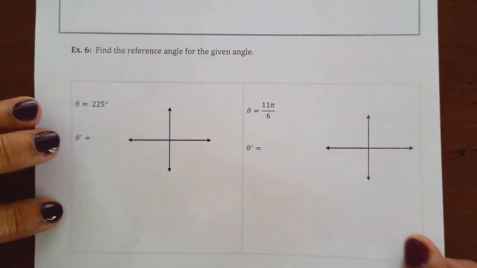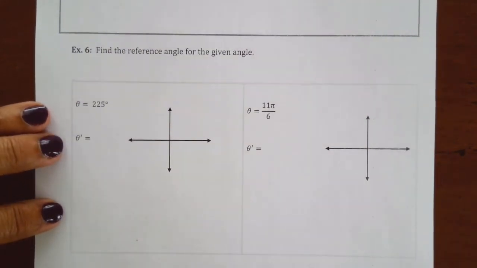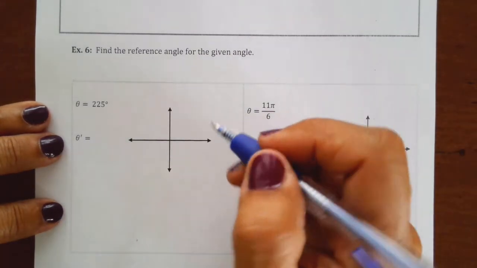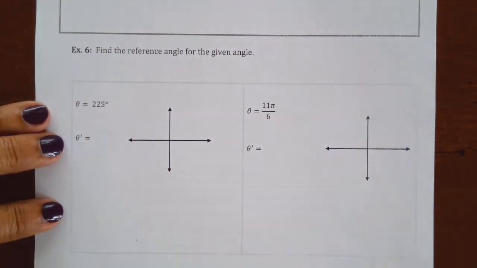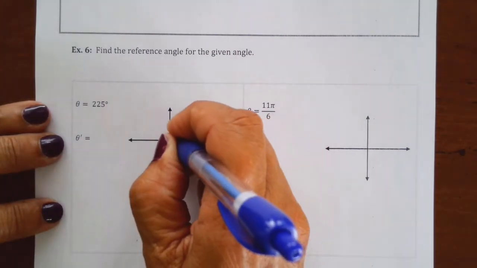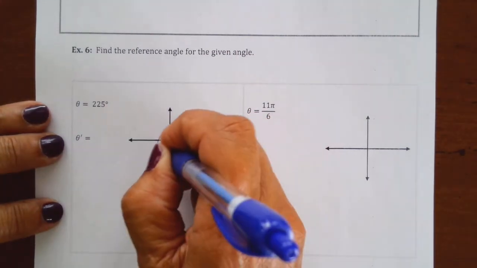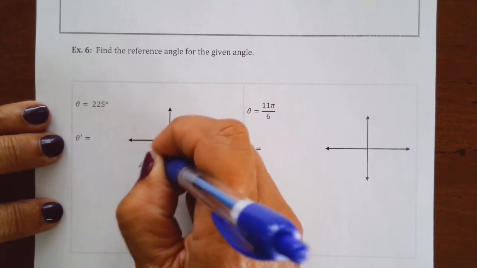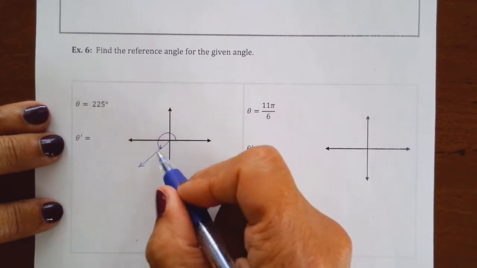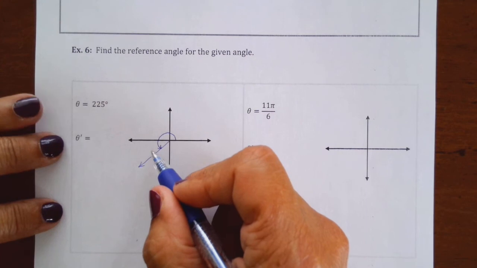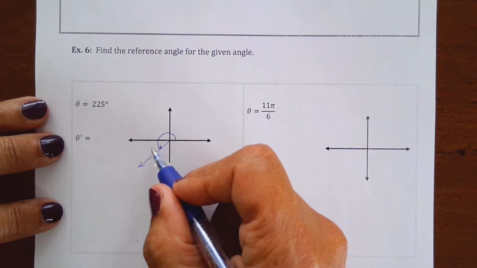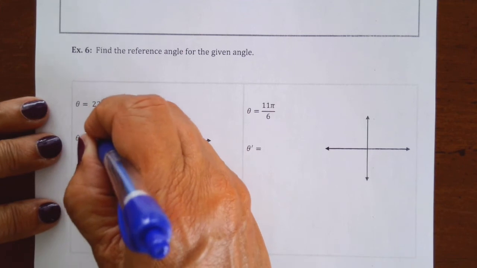All right, so let's find some reference angles. The first one is 225 degrees. 225 degrees, remember, is in the third quadrant. Okay. Now here's where it's important. If you know that 225 degrees is one of those special angles, it's 45 degrees away from the x-axis, then I automatically know that that's 45 degrees. Okay, so that's one way to do it.